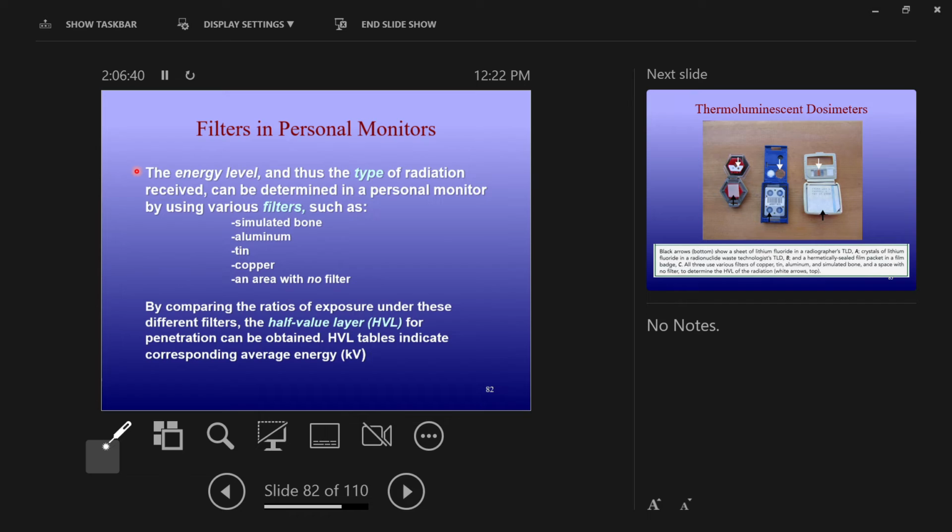And they compare the ratios of exposure under these different filters, and something called the half value layer, or the energy of the beam, can be obtained from that. So not only can you determine how much exposure you were given, you can actually determine what energy level that exposure was at, effectively the type of radiation that the badge was exposed to. Which, if you remember from earlier, will allow them to determine the dose equivalent, not just the dose, but the dose plus type of radiation.